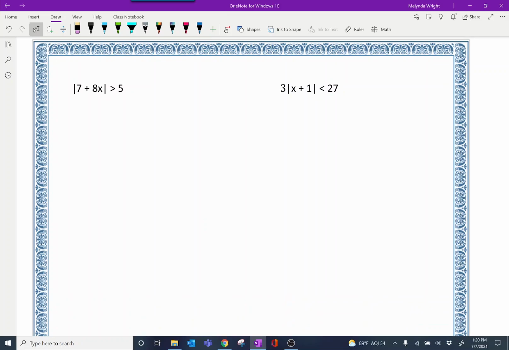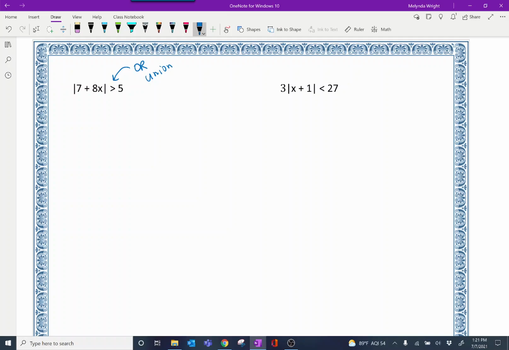We have a couple more examples on the next page, and then we'll be ready to run with this. So this is a greater. It's already, the absolute value piece is already isolated. This is an or, greater or. So this is a union, which means it doesn't matter what, everything is going to be the answer.